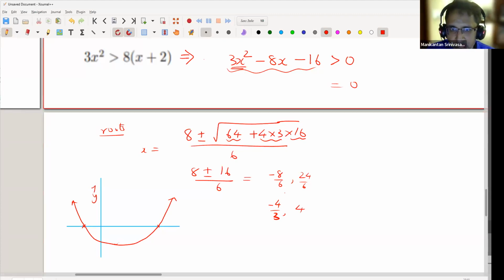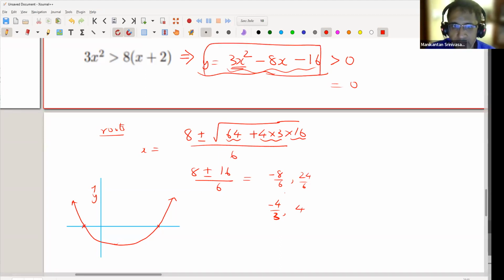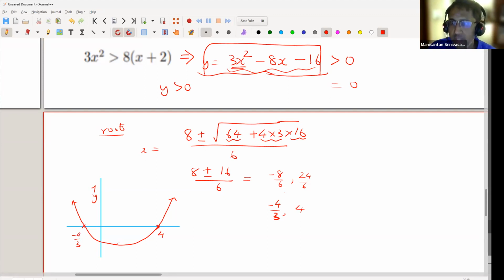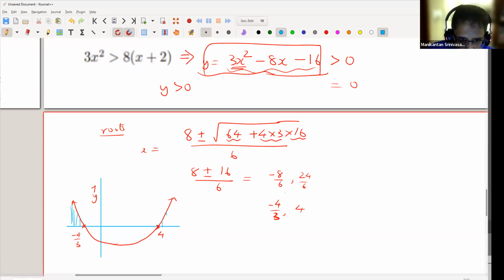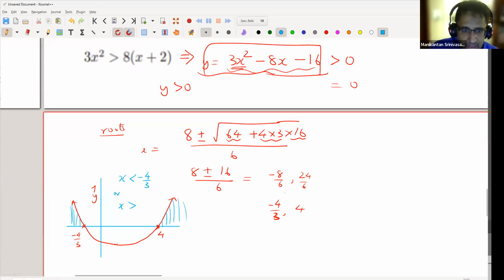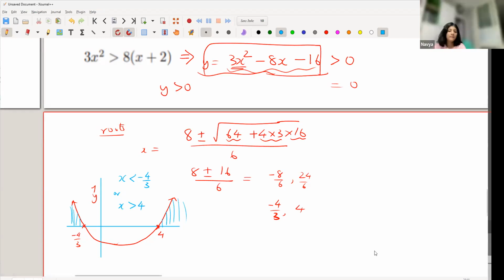Now we are asking, when is the y value greater than 0? So now we are back to the inequality. We are looking at y equal to 3x square minus 8x minus 16, and we are asking, when is y greater than 0? We solved y equal to 0 to find out these 2 points, namely 4 and minus 4 by 3. And then we get the answer from the graph. Y is greater than 0 in this section, which means as long as x is less than minus 4 by 3, or x is greater than 4, that's when my y is greater than 0. Does this make sense to you completely?